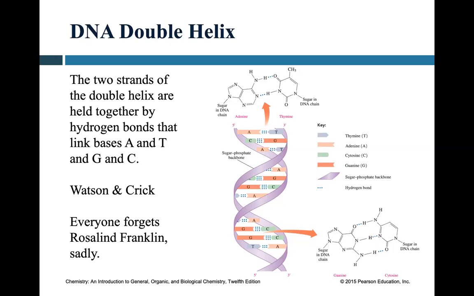So even though Watson and Crick get all of the credit, women in science have been doing stuff for a long time, and they don't get the recognition that they deserve. But Rosalind Franklin was absolutely critical to figuring out the double helix structure of DNA, because she was the one who actually ran the experiments to find the crystal structure of DNA.